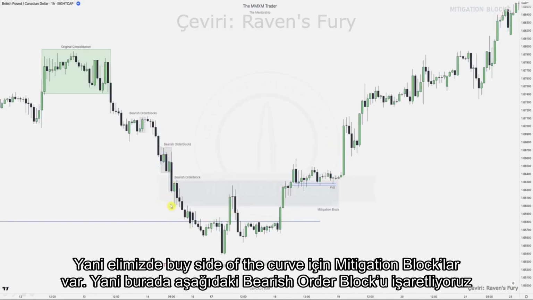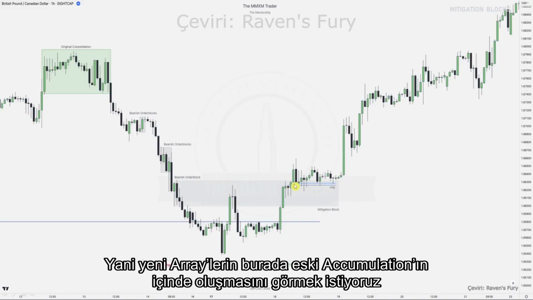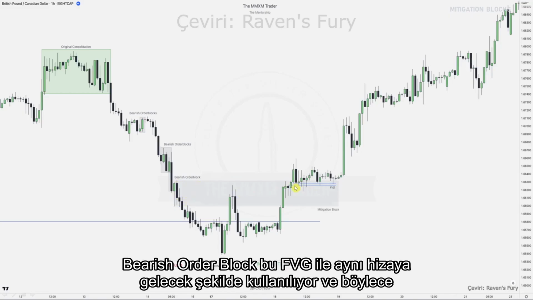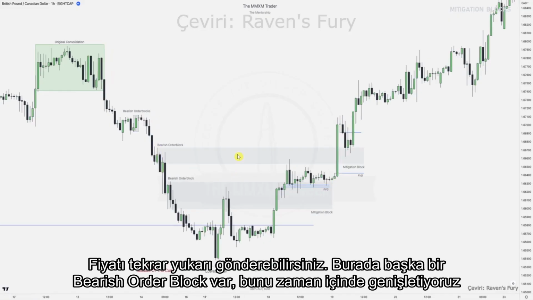So outlining this bearish order block down here, extended out in time, and you can see a PD array has been formed over here inside, which is a fair value gap, right? So you really want to see those new arrays form inside that old accumulation over here. So the bearish order block is being used to co-align with this fair value gap, and hence you can send the price higher. Again, over here, another bearish order block extended out in time.